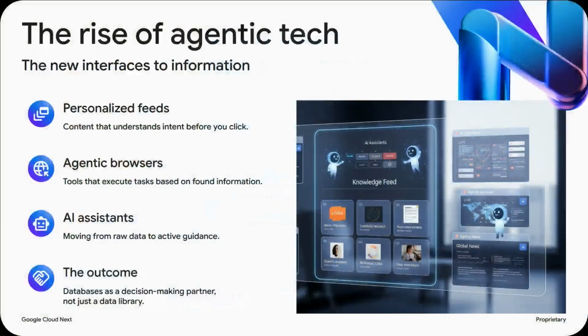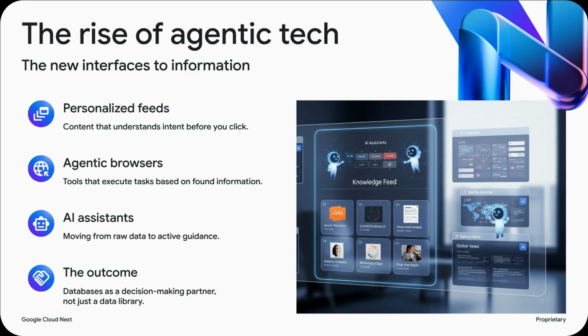And that leads to the rise of agentic tech. Over the decades, as a customer, you have collected so much data, but now you have to create new interfaces for that information, making sure it is digested by your end users. I mentioned four categories, but there are many more. First, personalized feeds, which you see in day-to-day life. Today, technology anticipates customer needs and understands what you need before you even click, giving you suggestions based on your history and your profile.